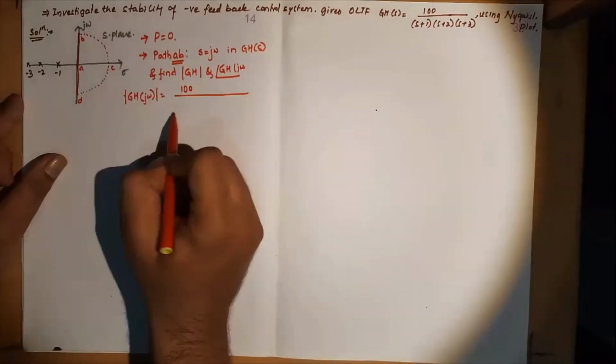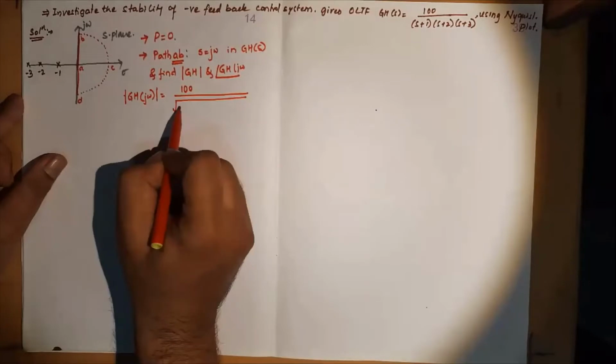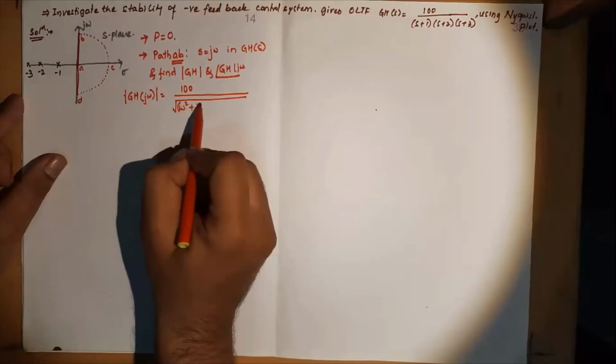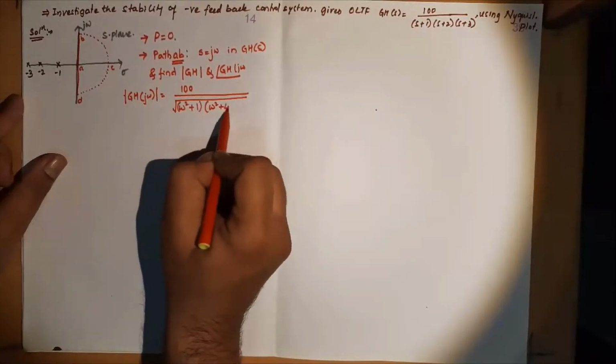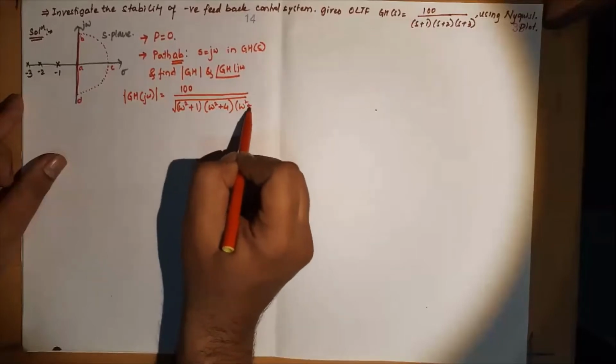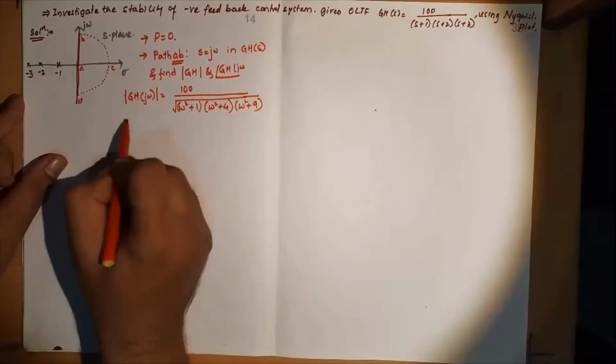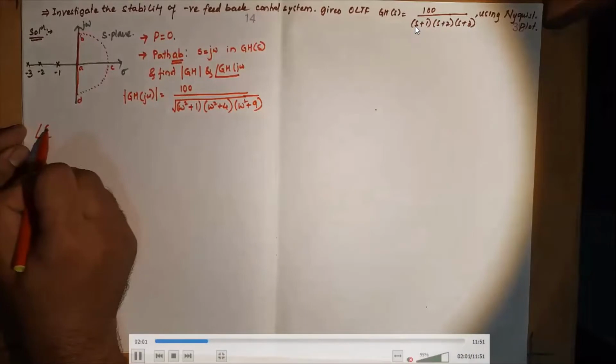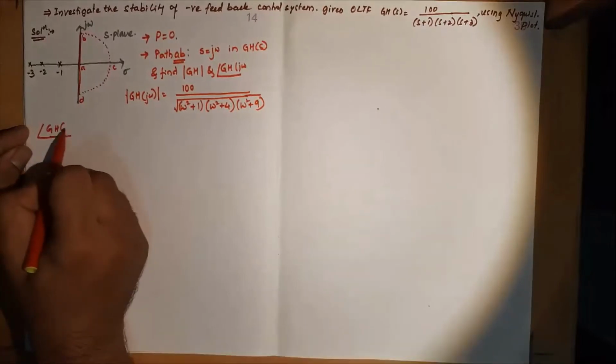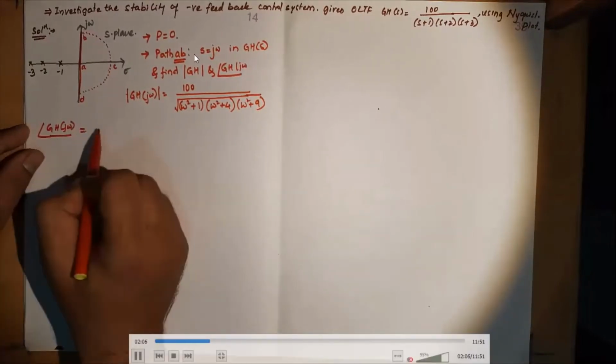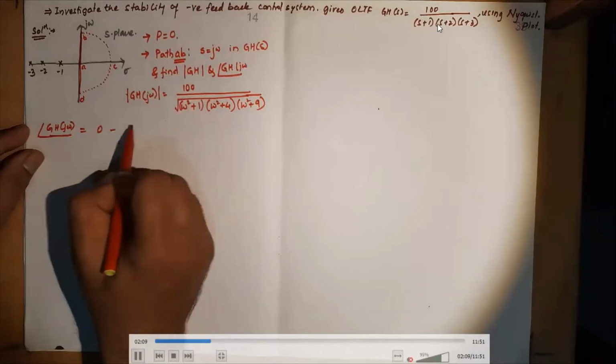So numericals are very, very easy. Without knowing the prerequisite, you can solve. That is also one of the beauty of Nyquist plot. But let us not do it blindly. Keep the concept in mind. So magnitude is 100 divided by the square root of (omega square plus 1) into (omega square plus 4) into (omega square plus 9), because we are directly making substitution of s equal to j omega here.